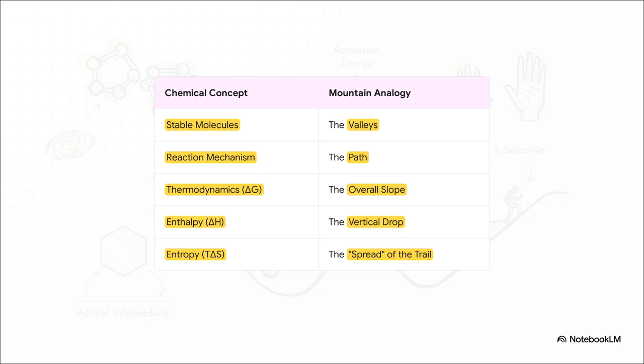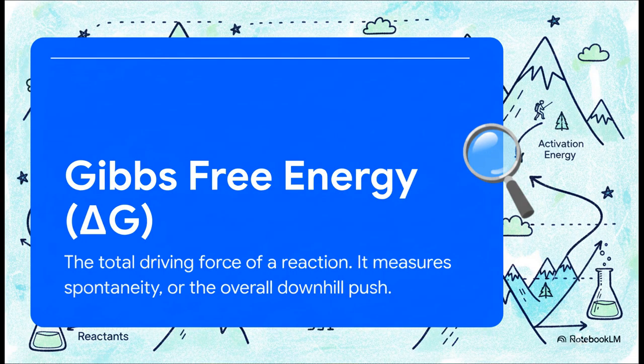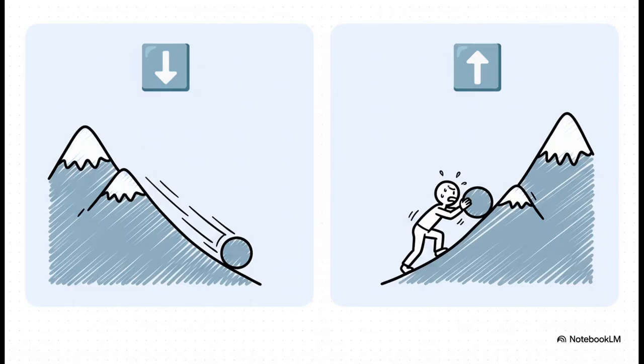So, stable molecules, those are just the valleys, safe, no-energy spots. And a reaction mechanism, that's not some complicated list of steps anymore. No, it's just the path you have to walk to get from one valley to the next. Now, the single most important thing on our entire map is the overall slope. In chemistry, they call this Gibbs free energy, or just delta G. And all you need to know is that this one value tells you if your hike is basically going to be downhill or uphill.